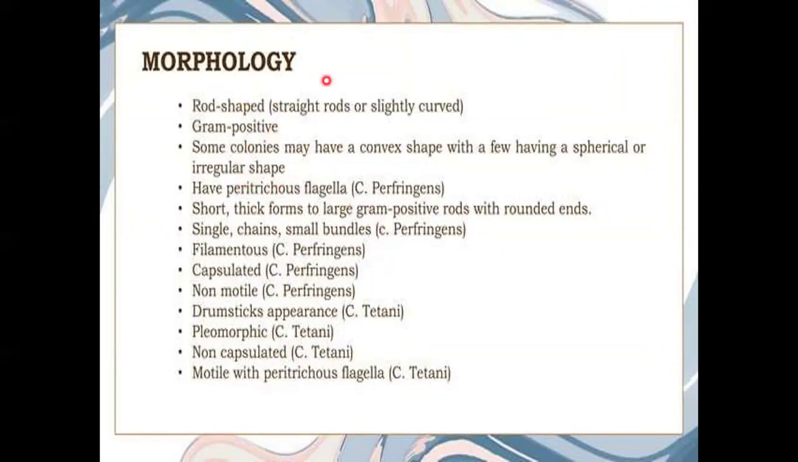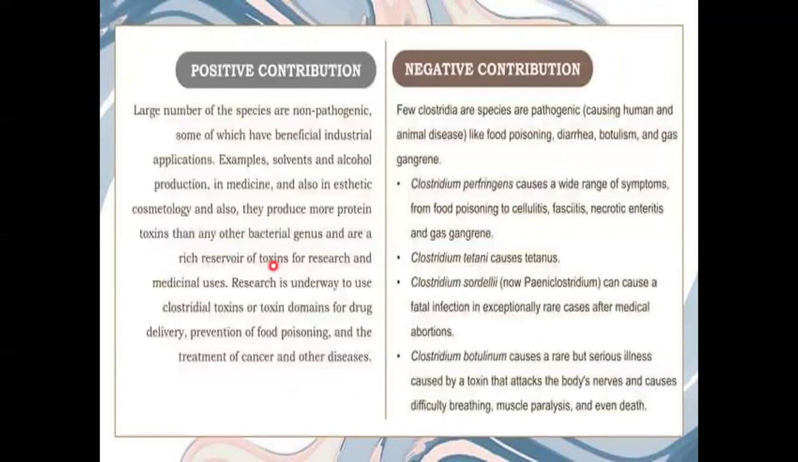So in case they ask, this is also a good summary. Clostridium perfringens, as I said, food poisoning; tetani, tetanus; and then botulinum, it causes botulism, where basically there is muscle paralysis. You remember the 5 Ds.